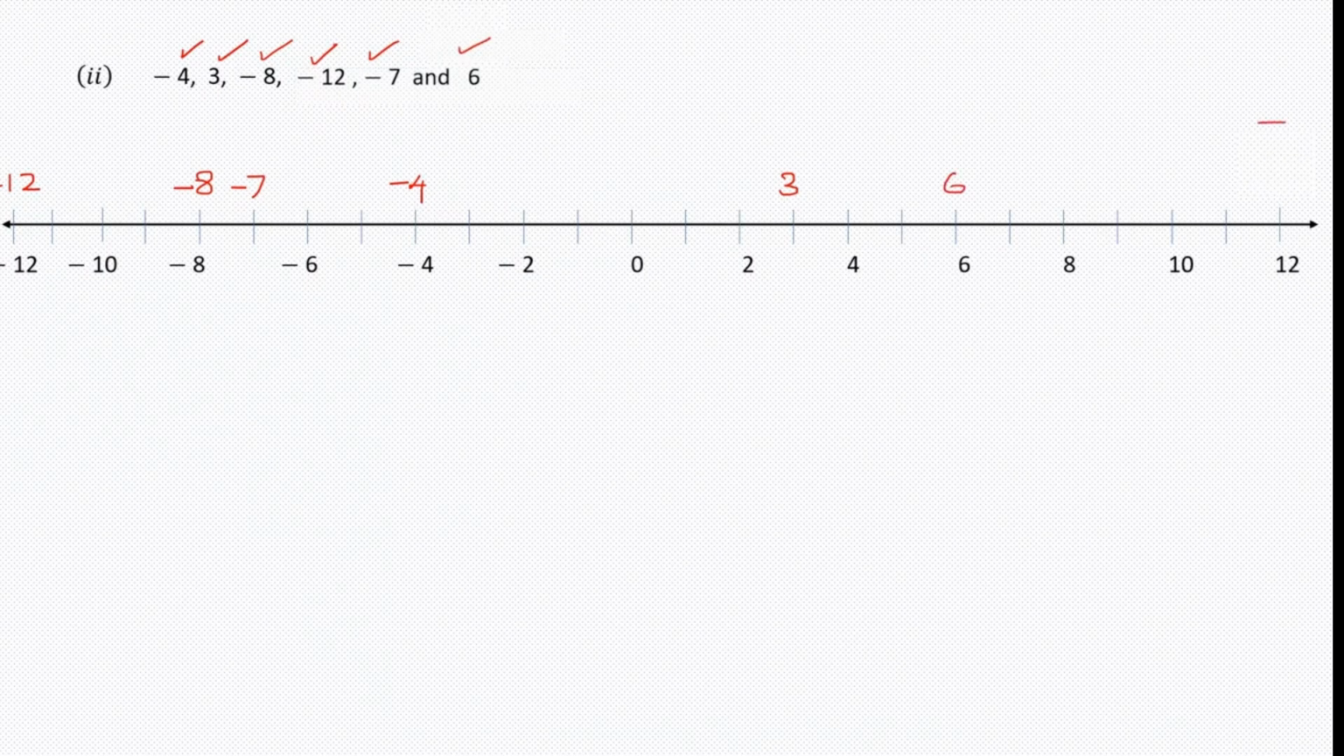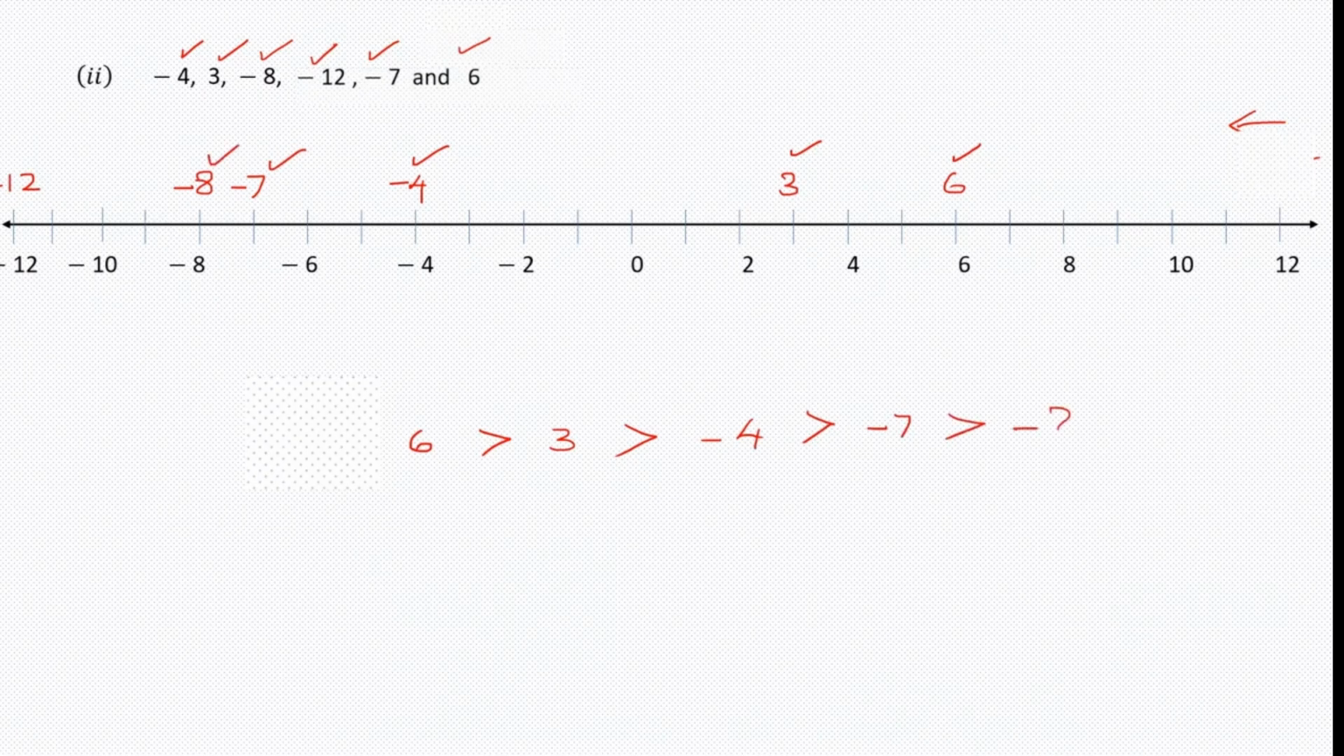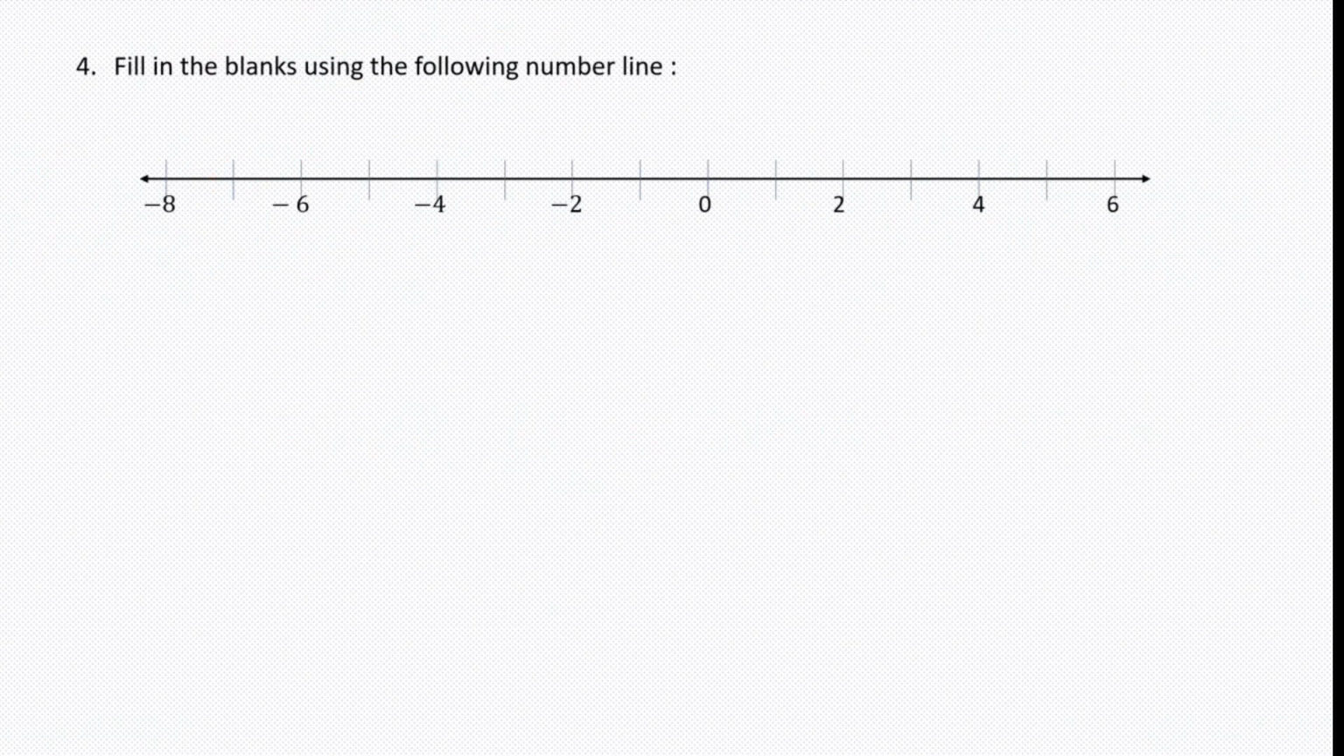Okay, again remember this is descending order, so we move towards the left. 6 is greater than 3, is greater than -4, which is greater than -7, which is greater than -8, and this is greater than -12. So we have our numbers arranged in descending order.